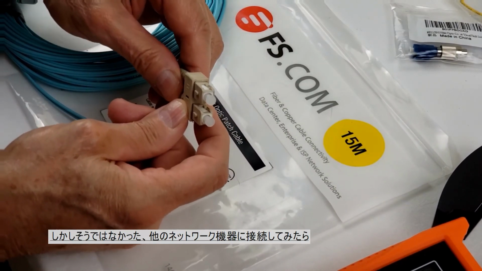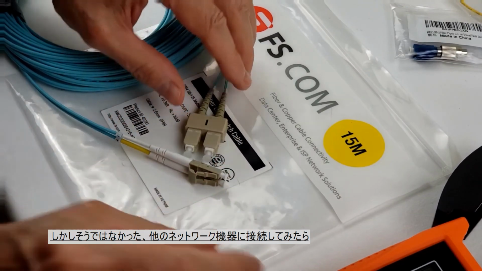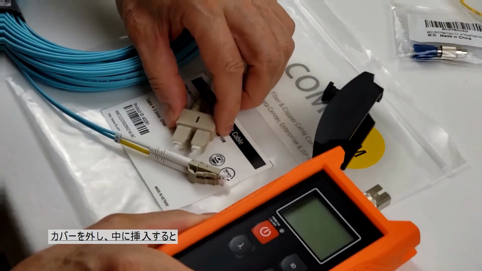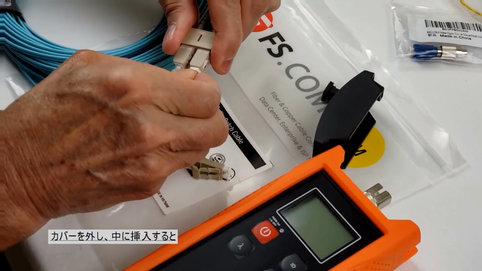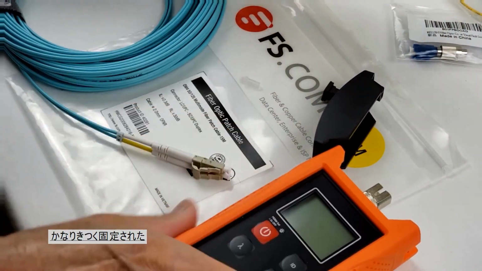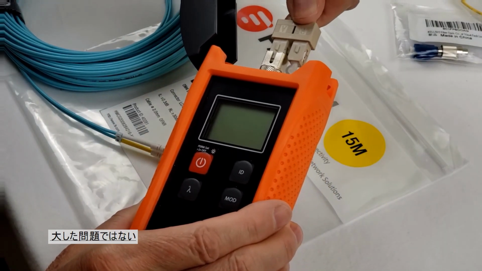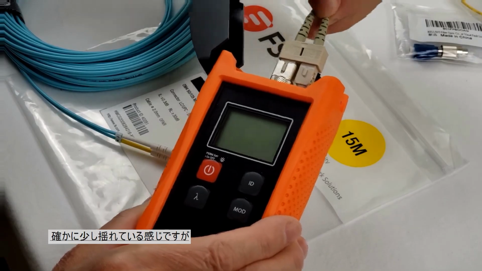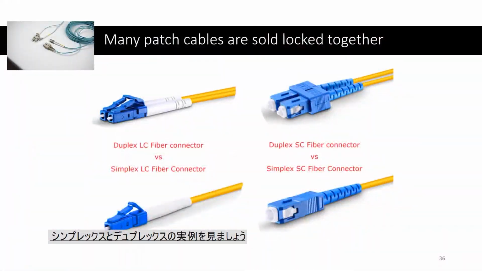It's kind of loose, but once you plug it into a connector like this piece of network gear, I'm going to pull off the dust cover and insert it into its mate. You'll see it locks real tight. Notice no more slack, no more play. The other one still has a little bit of play in it, but once it's connected, it's a very solid connector.